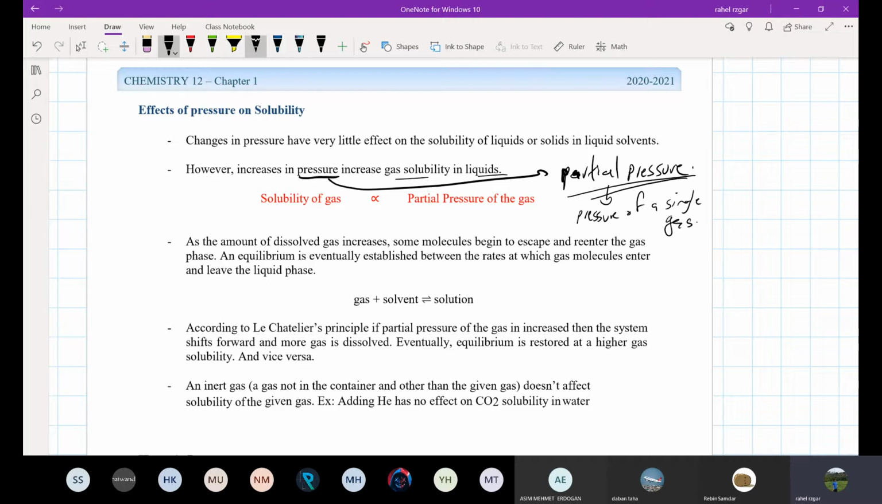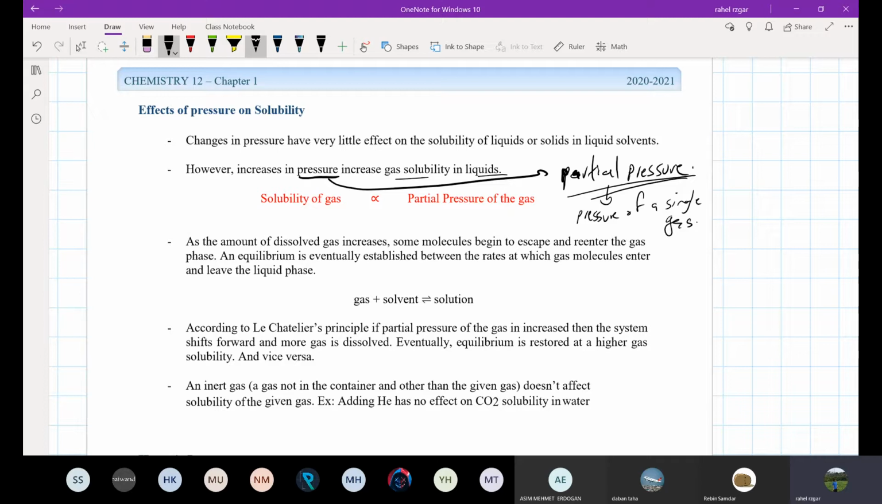But if you take the pressure of CO2, it has a very low pressure inside the air. Why? Because the amount is very little. So when we talk about pressure here, we mean the partial pressure of a gas. And if we increase the pressure of a gas, we can increase the solubility of that gas in liquids.